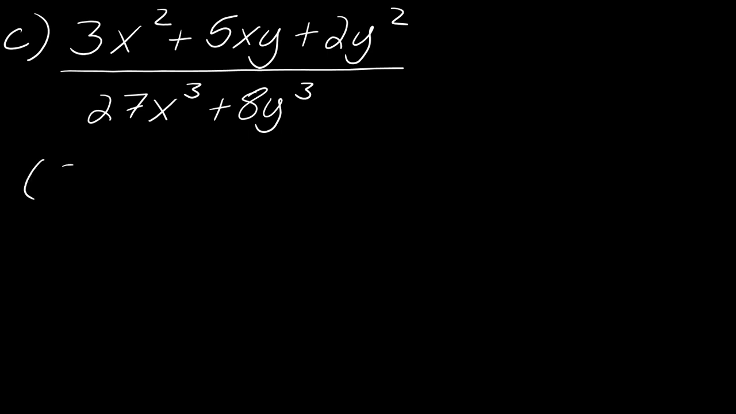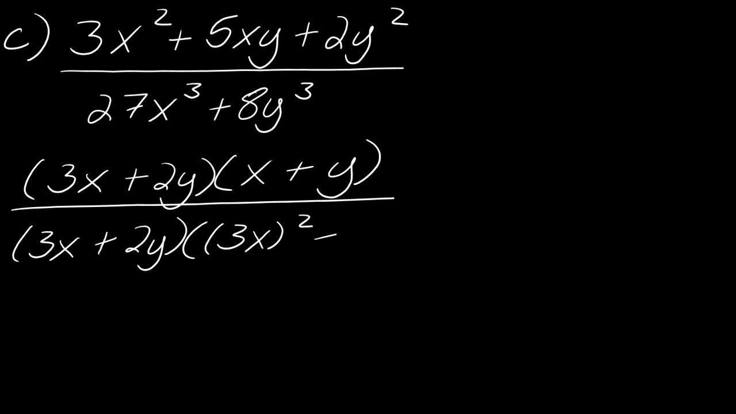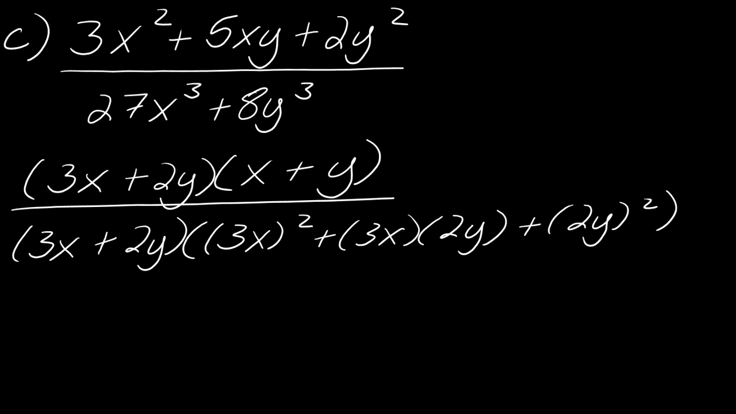Okay, so this top one will factor, so let's see, this one's a little tougher. This one's going to factor 3x plus 2y, and then x plus y. And then for the bottom, this is going to factor, so 27 is a cube because it's 3 cubed. So this will be 3x plus 2y, and then I'll have 3x squared plus 3x times 2y plus 2y squared. And I just need to redo all of this.